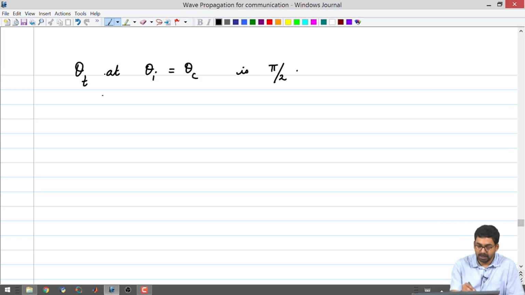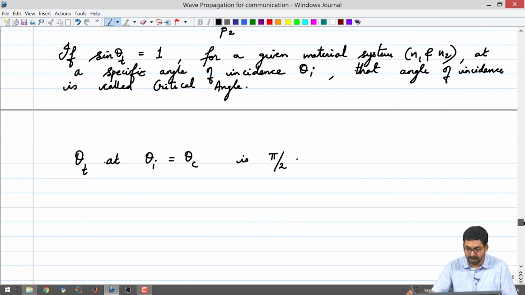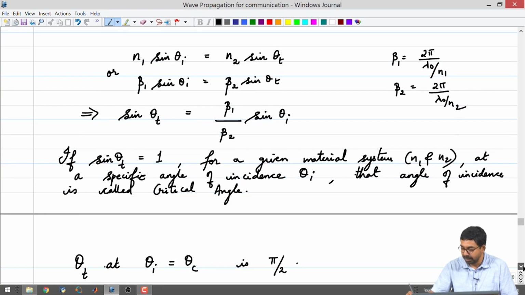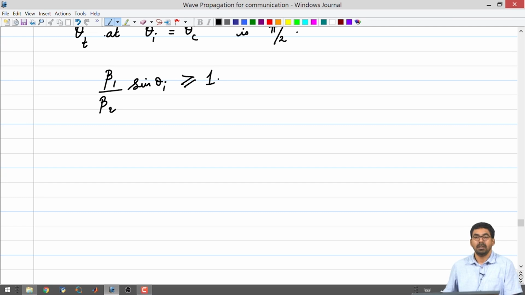Okay. Now, we know that this angle is the critical angle. You could also have incident angle to be higher than that, going all the way to pi by 2 at the input itself, which means that at angles higher than this critical angle, sin theta t is going to appear to be greater than 1, or in other terms, beta 1 by beta 2 sin theta I is greater than or equal to 1. These are the specific cases that we are saying.